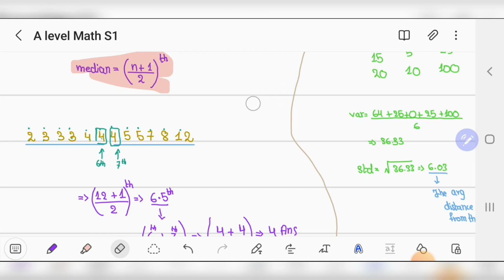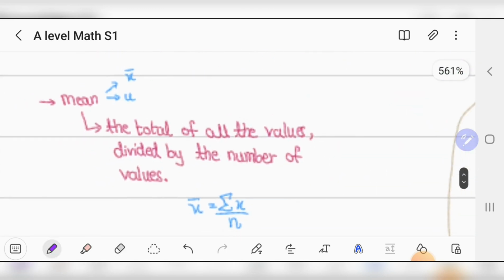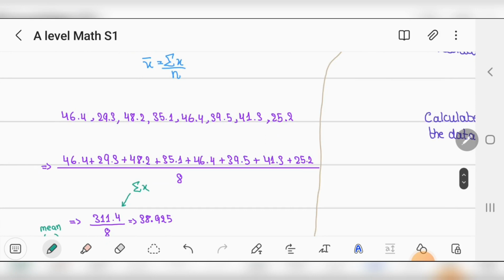Alright, then moving on, which is the mean. The mean is the total of all the values divided by the number of values. For example, if we have 8 numbers, 3, 4, 5, 6, 7, 8, and we have been asked to find the mean, finding the mean means finding the average of these 8 numbers.